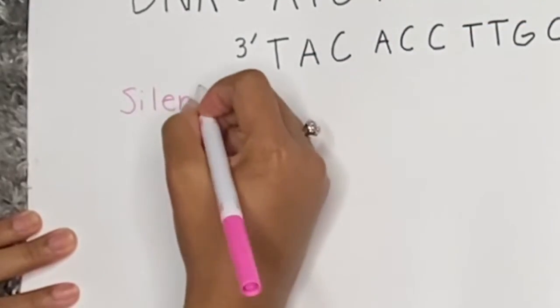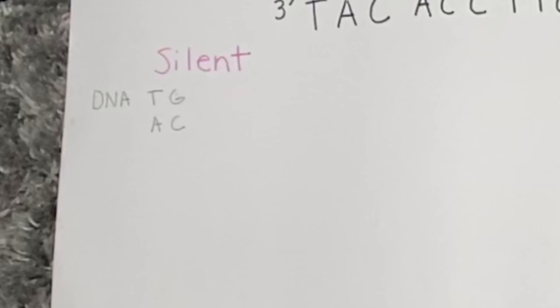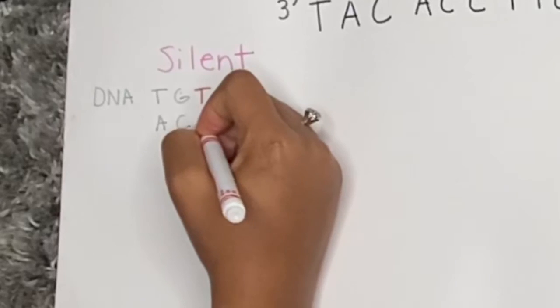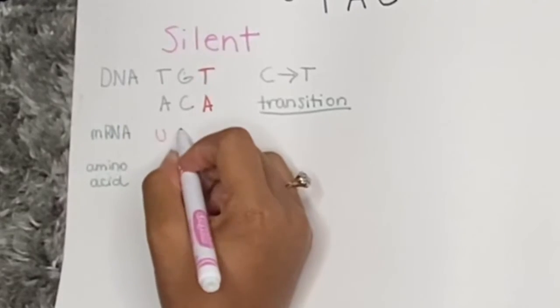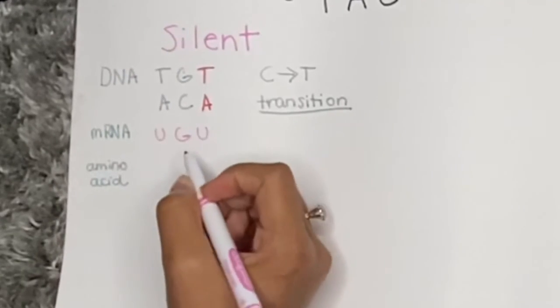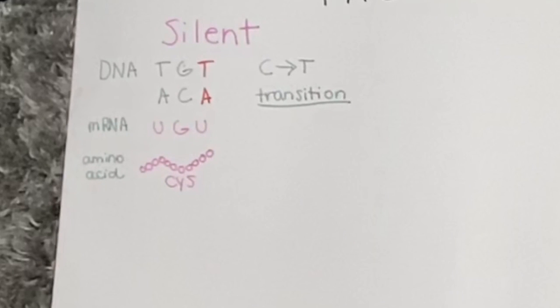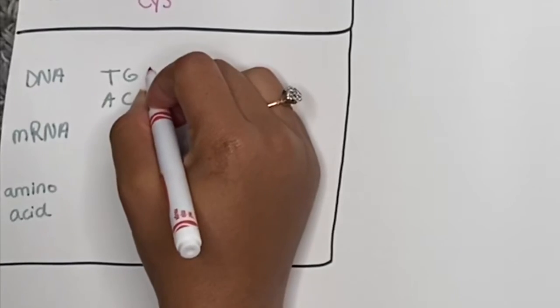First, I will be showing a silent point mutation occurring around the bases TGC in the DNA coding strand. If the C in the coding strand mutates to a T, this is called a transition because it is going from pyrimidine to pyrimidine. The resulting mRNA strand becomes UGU, which actually still codes for cysteine amino acid, just like it would in an mRNA with no mutation. This is why it is called a silent mutation.